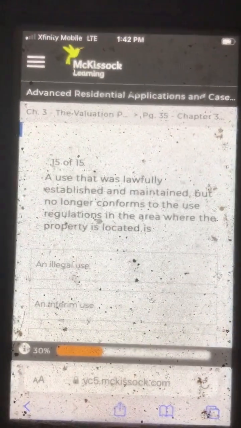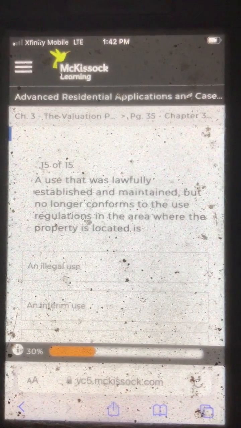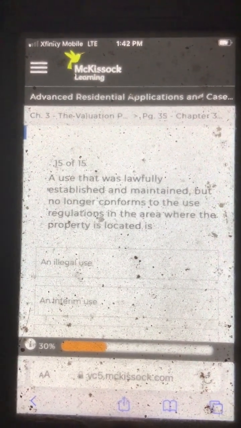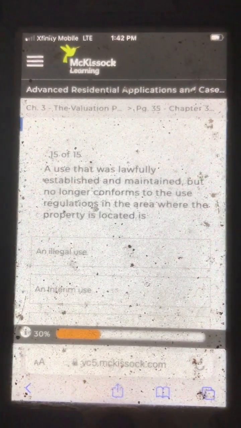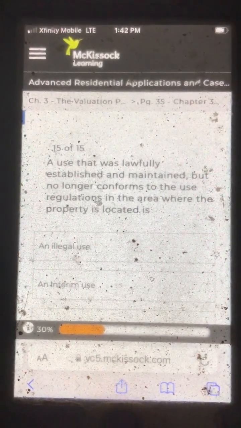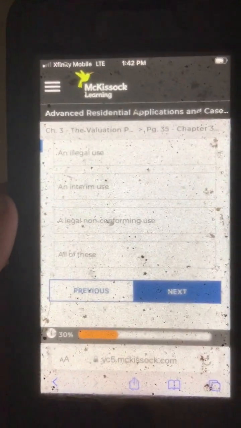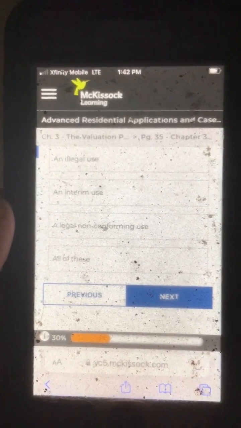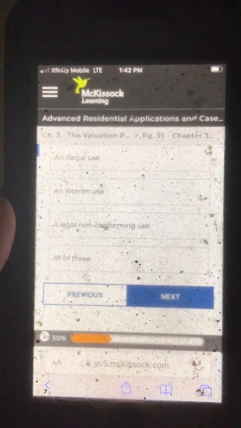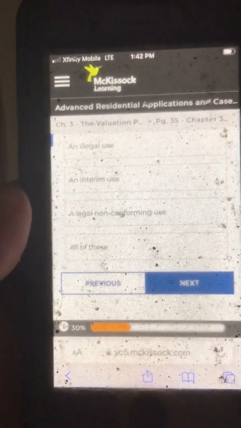And lastly, number 15. A use that was lawfully established and maintained, but no longer conforms to the use regulations in the area where the property is located is A, an illegal use, B, an interim use, C, a legal non-conforming use, or D, all of these.